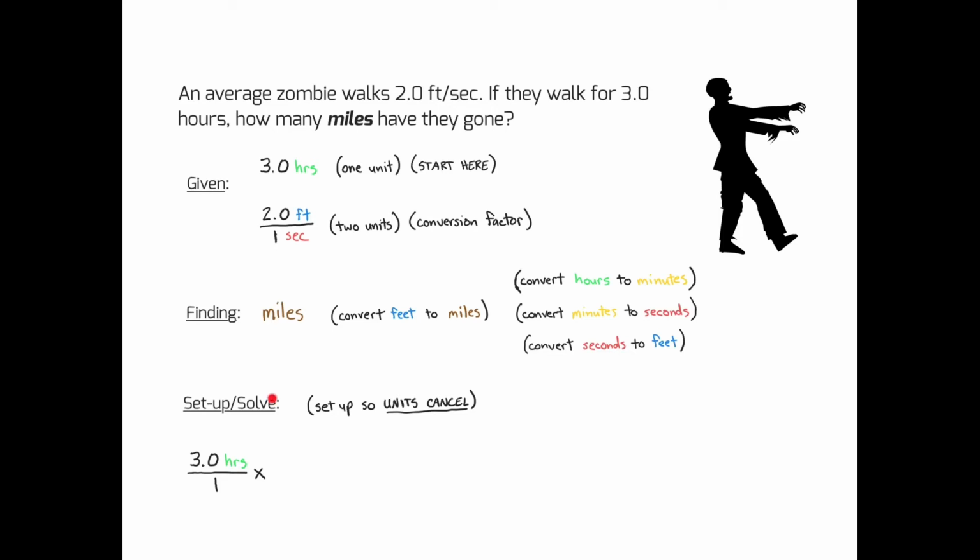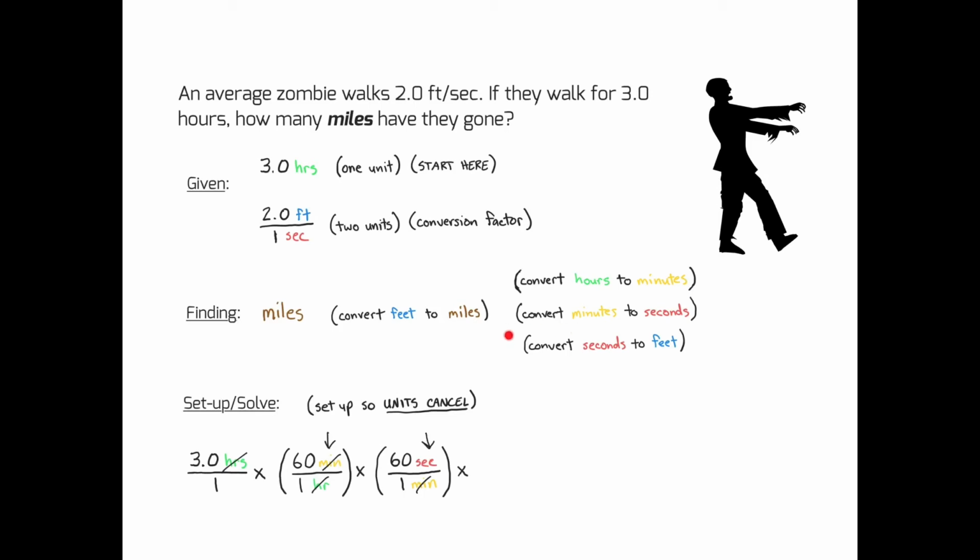So as usual, we're going to set up our problem so that our units cancel. We have hours, and we want to convert hours to minutes, so we're going to convert to minutes here. There's 60 minutes per 1 hour. We put hours on bottom so they cancel with hours on top. So these hours are going to cancel with these hours, and that leaves us with minutes. Now we want to convert from minutes to seconds. So there's 60 seconds per 1 minute. Minutes on bottom are going to cancel with our minutes on top. So these minutes and these minutes cancel, leaving us with seconds.